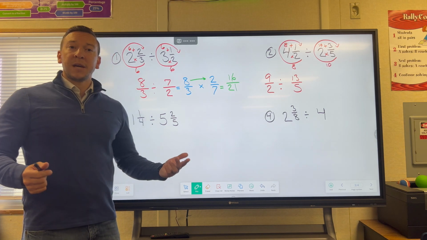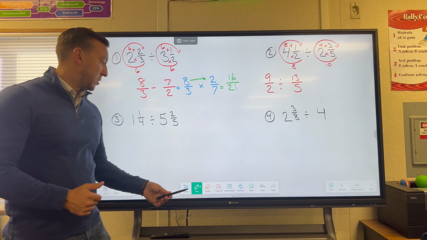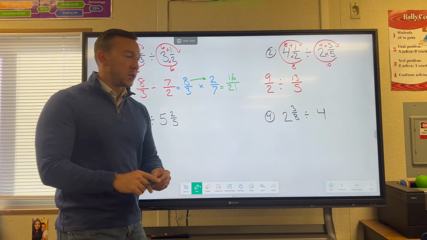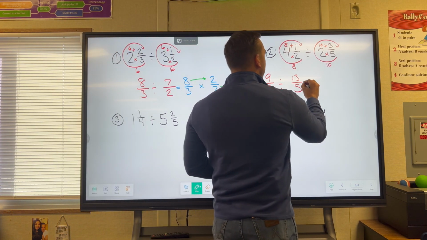We've completed our first step. We've turned them into improper fractions. Now remember, KFC: keep, flip, change. Let's keep the 9 over 2 the same.